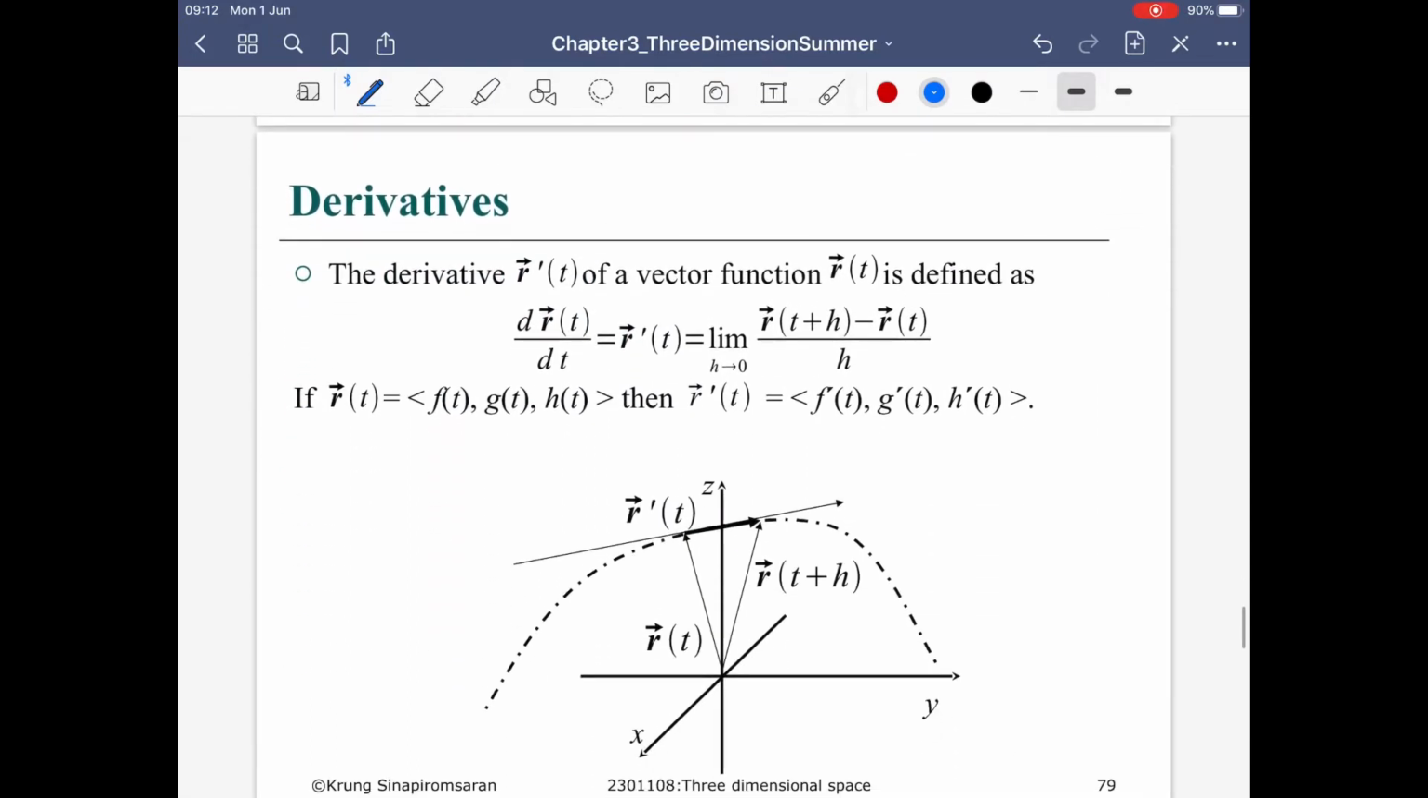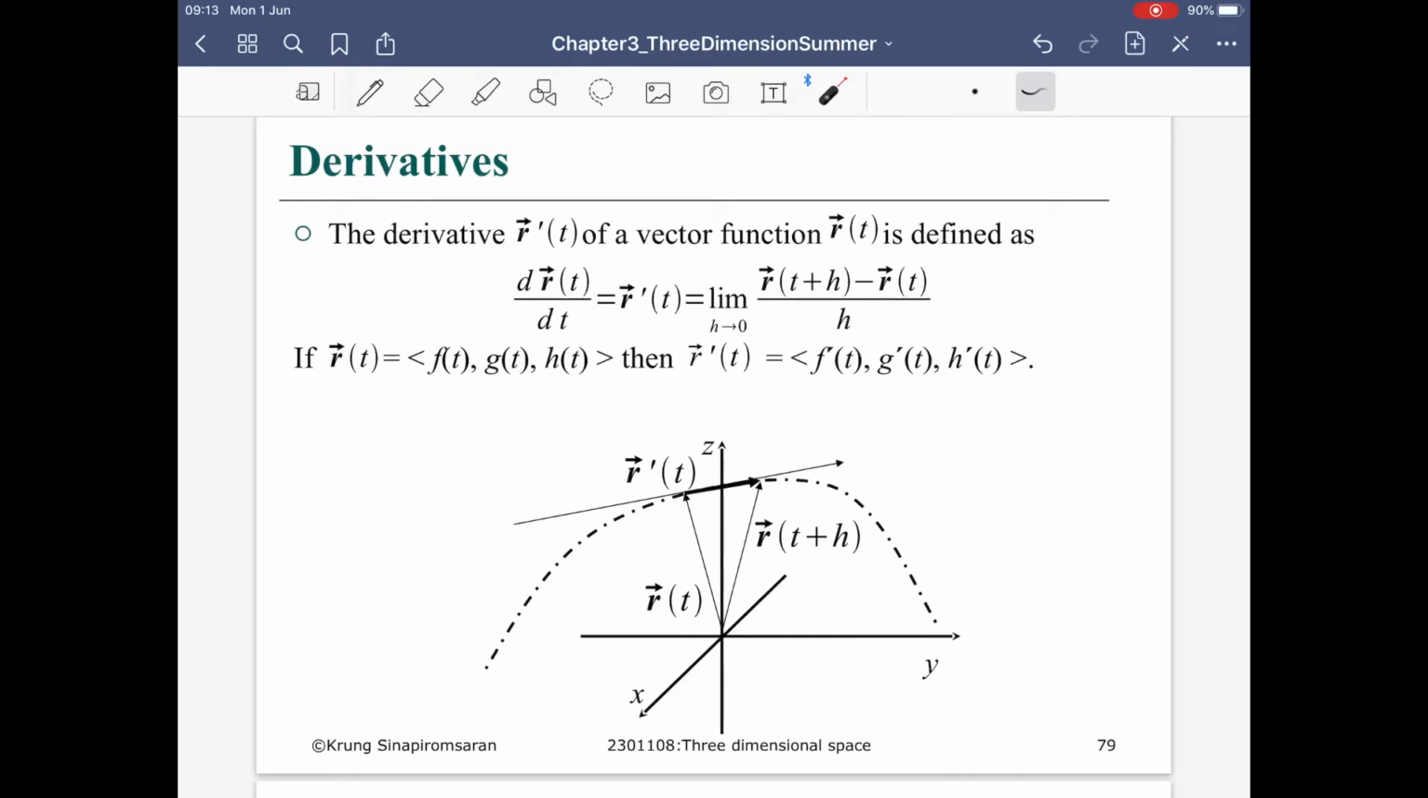Actually, the derivative is the same old definition. We can use the notation dr/dt, or you can use r prime, because this time the only input is t, so we can just use the prime to indicate the derivative. It is the change of your r, which is r(t+h) minus r(t), over that change h, and then you let h go to 0. So that's the same old definition.